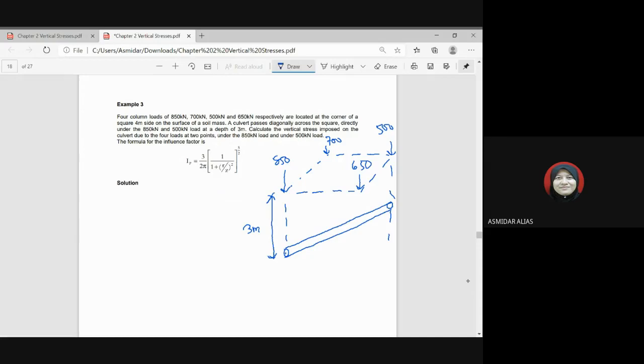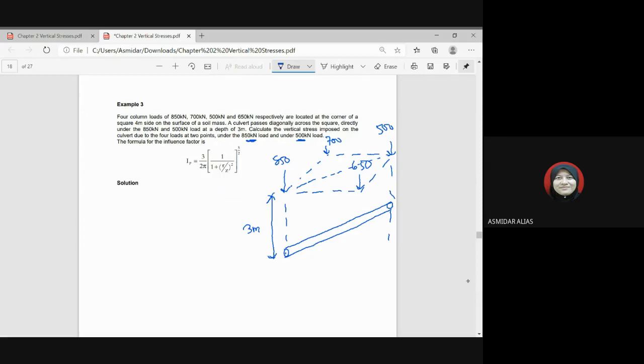So kalau nak lukis imaginary line, culvert tu kalau duduk ke atas permukaan dia betul-betul diagonal kepada you punya 4 meter side square ni lah. So now soalan dia, dia suruh cari berapakah nilai influence factor, berapakah nilai vertical stress betul-betul di bawah 550 kN load dan betul-betul di bawah 500 kN load.